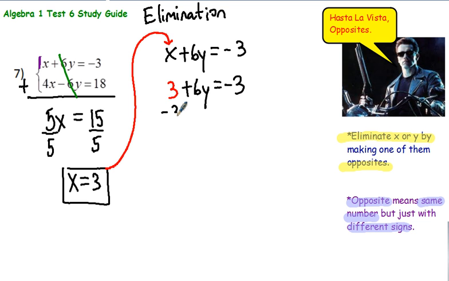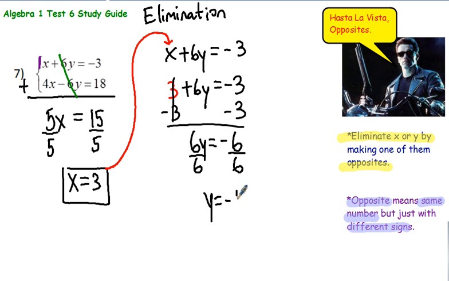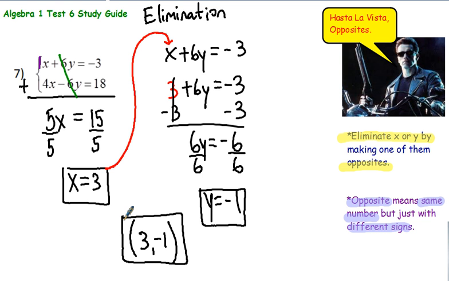And then I just need to get y by itself. Let's get rid of this 3. So I'm going to take 3 away from both sides. If I had 3 negatives and now I've got 3 more of them, now I've got a total of 6 of them. And then I want to divide both sides by 6. So I get y equals negative 1. So when I go together to put my final answer together, I would have 3, comma, negative 1 as my final answer.